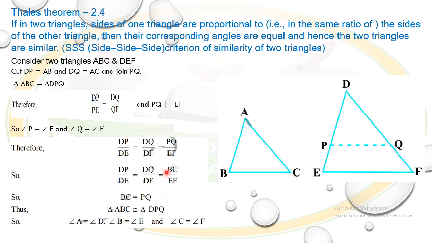So here PQ is equal to BC. We have replaced that in this equation. So BC is equal to PQ. Hence triangle ABC is similar to triangle DPQ. So angle A is equal to angle D, angle B is equal to angle E and angle C is equal to angle F.